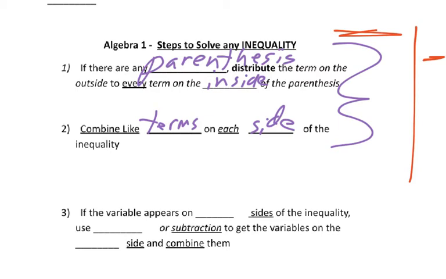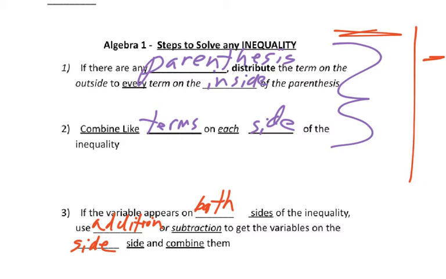Step 3, if the variable appears on both sides of the inequality, use addition or subtraction to get your variable terms on the same side so you can combine them. So if you have variable terms on opposite sides of the inequality, you want to move one of them by adding or subtracting, doing the inverse operation, so that you get them on the same side and that you're able to combine them.